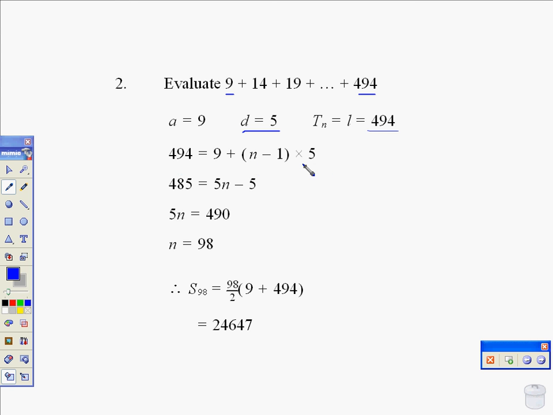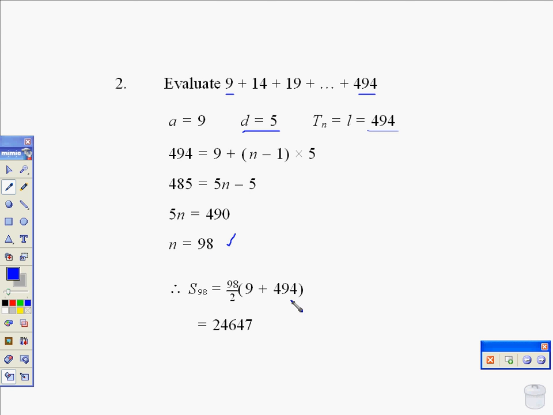So if we substitute those in, we end up with a nice equation with just n in there, which allows us to see that there's 98 terms in that series. So 494 is the 98th term in the series. So that means we're going to sum the first 98 terms in the series.